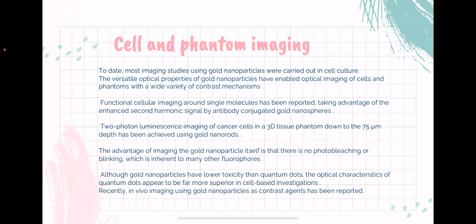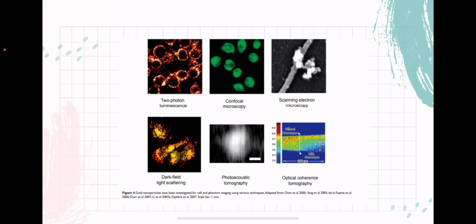Cell and phantom imaging. An imaging phantom, or simply phantom, is a specially designed object that is scanned or imaged in the field of medical imaging to evaluate, analyze, and tune the performance of various imaging devices. Most imaging studies using gold nanoparticles were carried out in cell culture. Also, the versatile optical properties of gold nanoparticles have enabled optical imaging of cells and phantoms with a wide variety of contrast mechanisms. This is a picture of gold nanoparticles that have been investigated for cell and phantom imaging using various techniques.